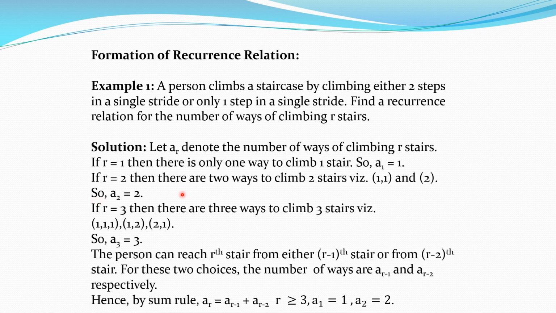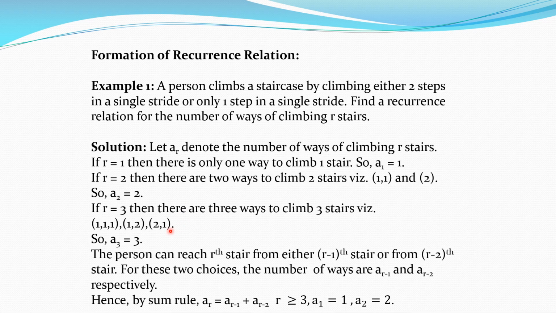See why we are writing all this, because once you calculate the first few terms, then you will get some idea what the recurrence relation will be. So to get that idea, we are finding the first few terms like a1, a2, a3. Now if r equals 3, there are 3 stairs now. Now see what the different ways to climb those 3 stairs are.